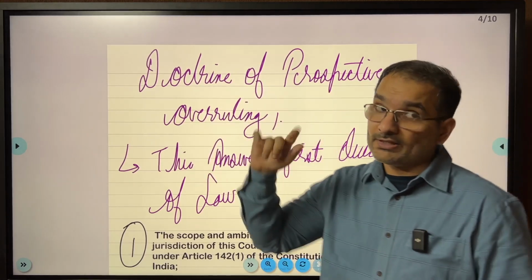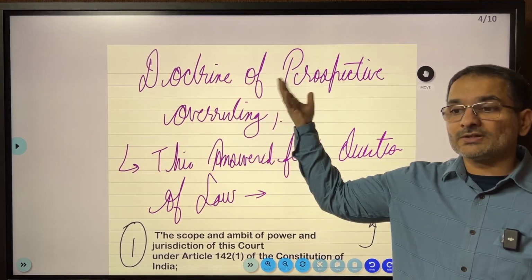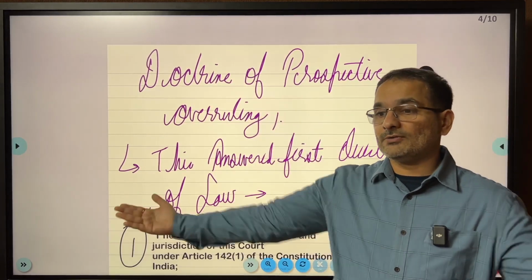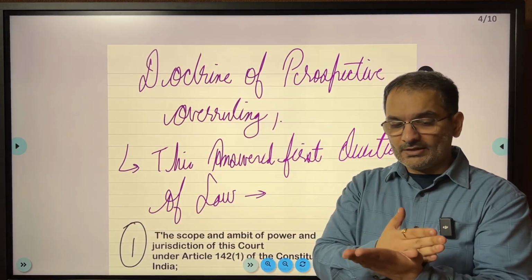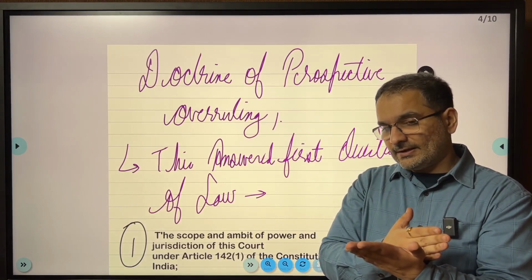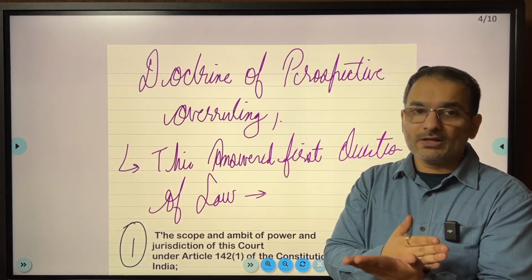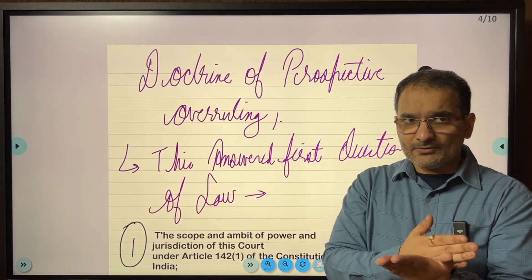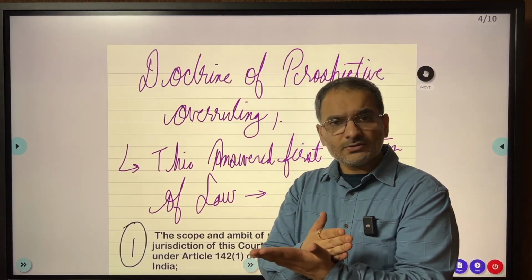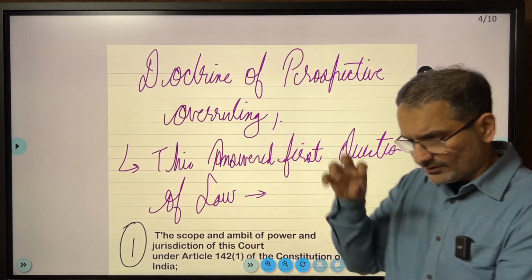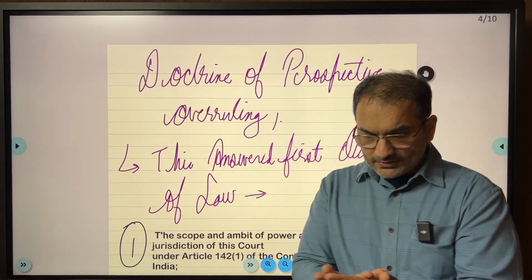तो इन्होंने ये evolve कर दी. They used 142 to evolve such a power because they said, well, we have the power to do complete justice. We will not allow the situation to turn into an absolute hellhole or a chaos. So therefore, we will use this doctrine. Okay. Now, thirdly, उसके बाद क्या हुआ था?